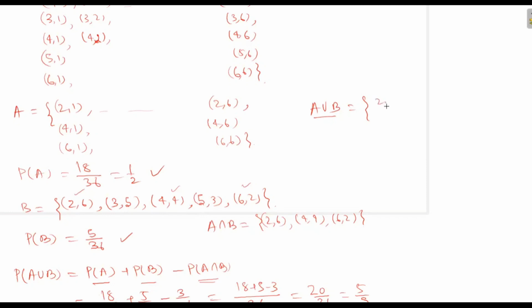So all the terms from 2,1 to 2,6, and then 6,1 to 6,6, and then I will have two more extra terms which will be 3,5 and 5,3, right? So how many terms are there? 20, right? So directly from here, P of A union B, what could I have said? P of A union B was actually 20 upon 36 as well. So that is 5 by 9.